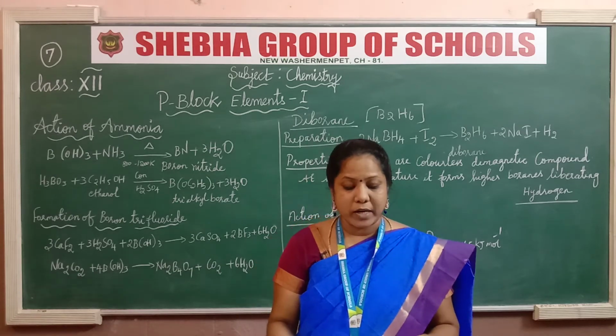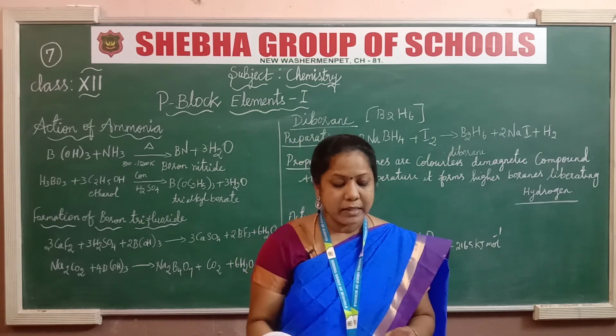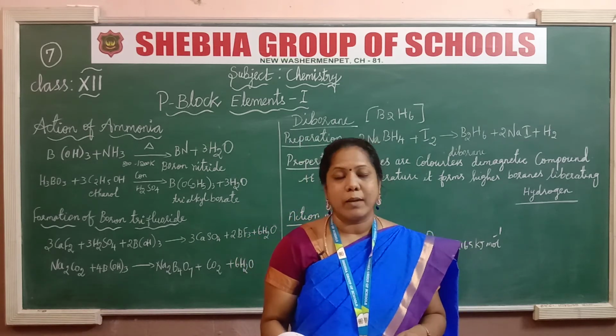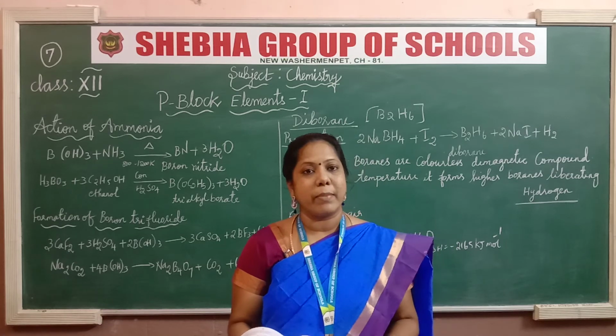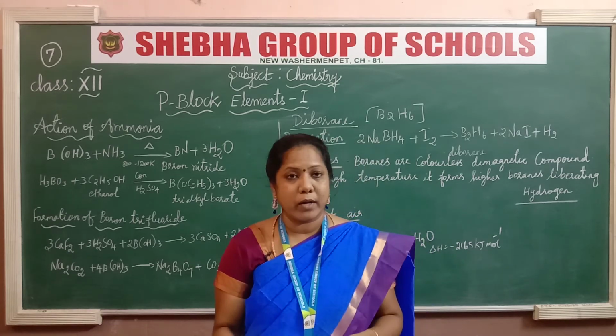The uses: diborane is used as a high energy fuel in propellants, as well as a reducing agent in organic chemistry. Reducing agent, oxidizing agent, we have seen. So diborane is used as one of the reducing agents.